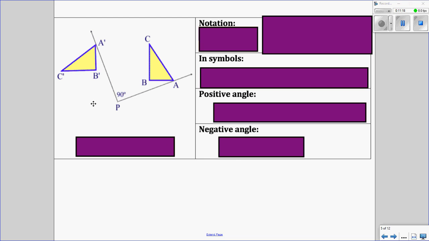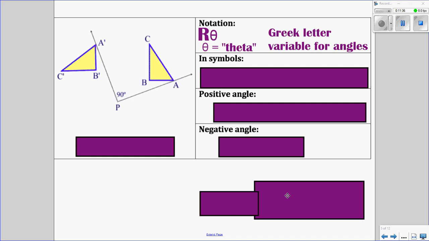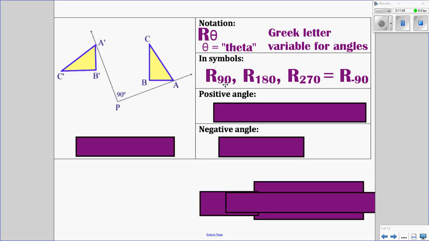All right. So now, the notation when it comes to rotation is R theta. Theta represents your degree, your angle measurement. Theta is a Greek letter and it's a variable for angles. So anytime you see that, you know that you're dealing with angles. In symbols, a 90 degree rotation would be R90, or R180, or R270.